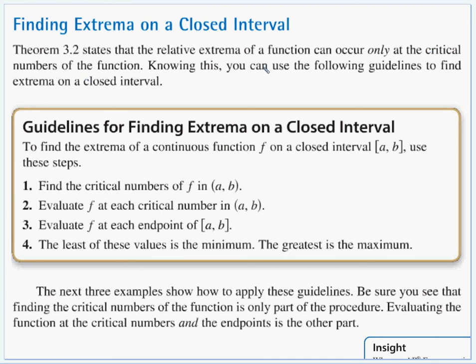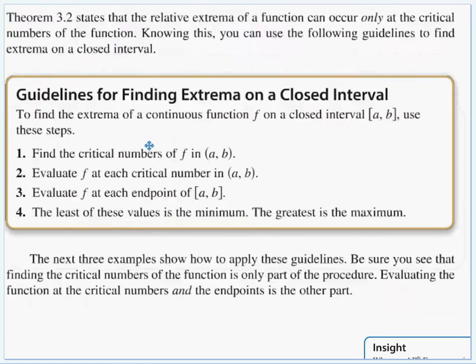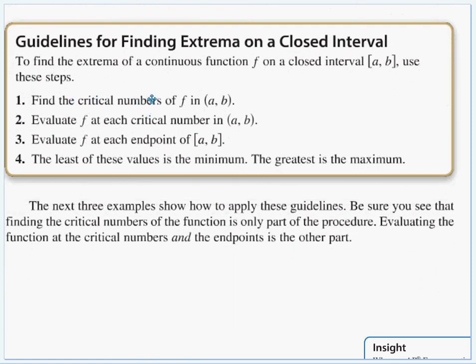Okay, so step 1, find the critical numbers. Set your derivative equal to 0 or find where the derivative fails to exist. Step 2, evaluate the original function at these critical numbers. Step 3, evaluate the endpoints. Sometimes the min or max can occur at the endpoints. Step 4, the least of those values is your min. The highest of the values is the max. The next 3 examples are going to show how to apply these guidelines. Be sure you see that finding the critical numbers of a function is only one part of the procedure. Evaluating the function at those critical numbers and at the endpoints is the other part.